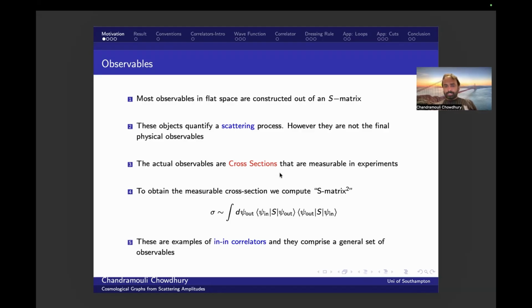And to compute a cross section, you don't end up computing an S matrix directly, but you end up squaring the S matrix and performing some further integrations. For instance, you first compute some in-out correlation function, which is an example of an S matrix with some evolution operator. And then you square this object, which gives you the following structure. And then, depending on the situation, you perform some integrals over the final phase space, or the phase space of the out states. And these objects are examples of what are called in-in correlation functions, because you can see that you can sandwich them between two in states. And they, in general, comprise sets of observables.